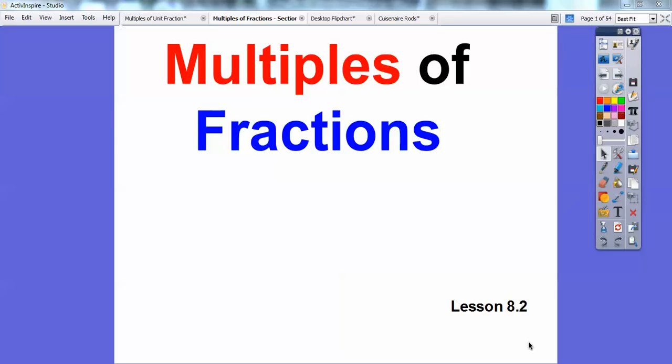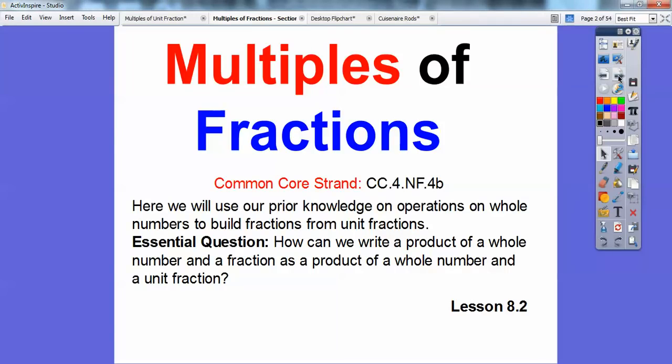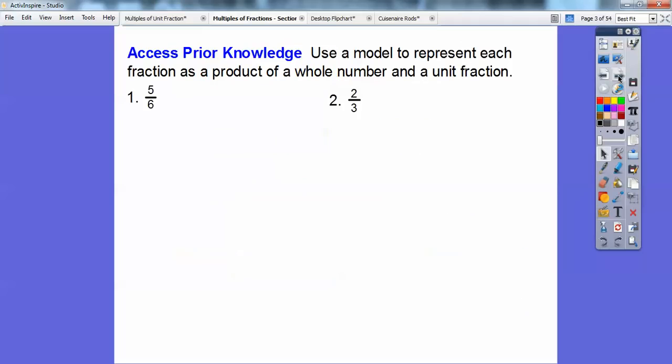Fog here, and this lesson is on multiples of fractions. Our Common Core strand is here, and so our essential question is how can we write a product of a whole number and a fraction as a product of a whole number and a unit fraction. Okay, so we're going to do other fractions other than unit fractions in this lesson.